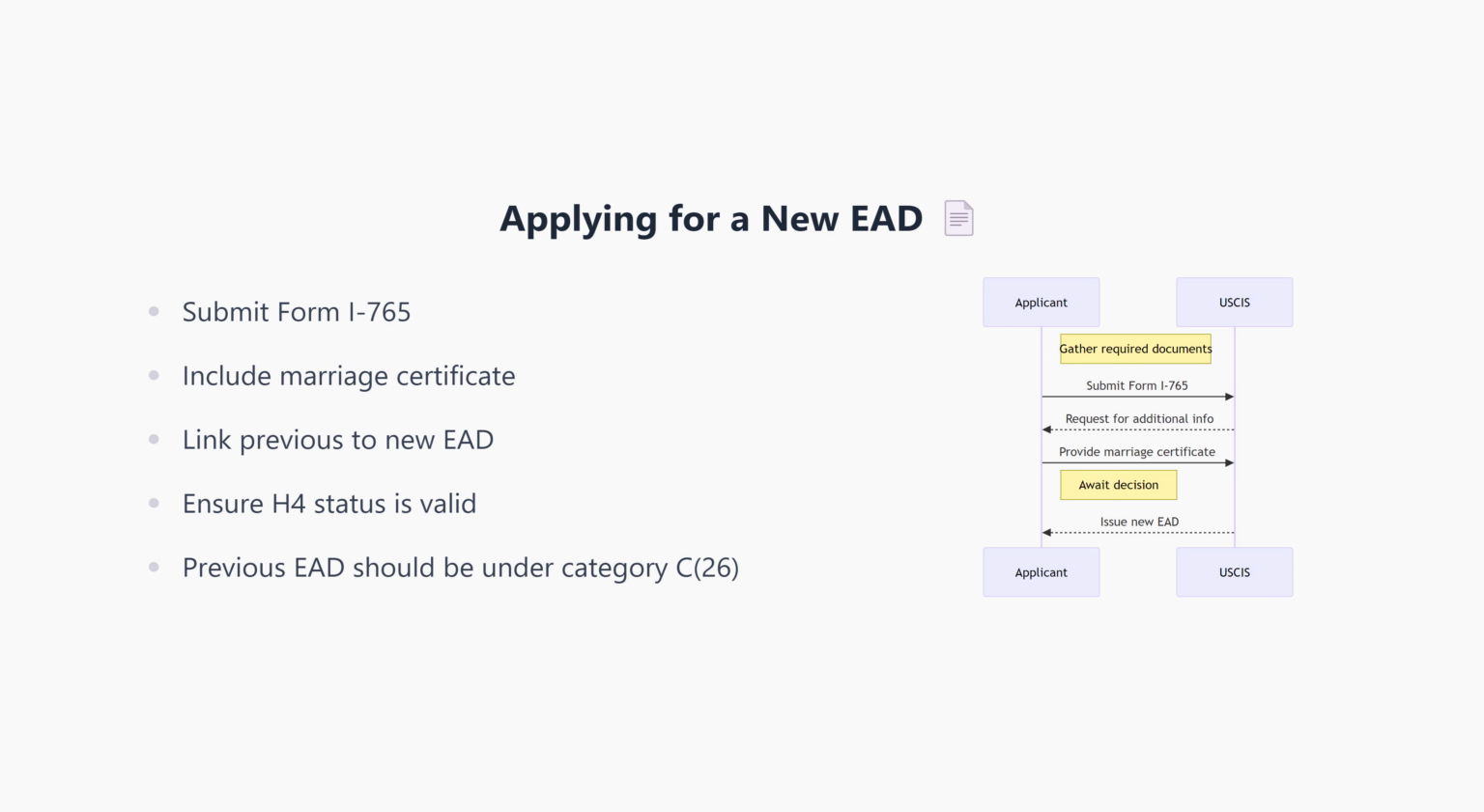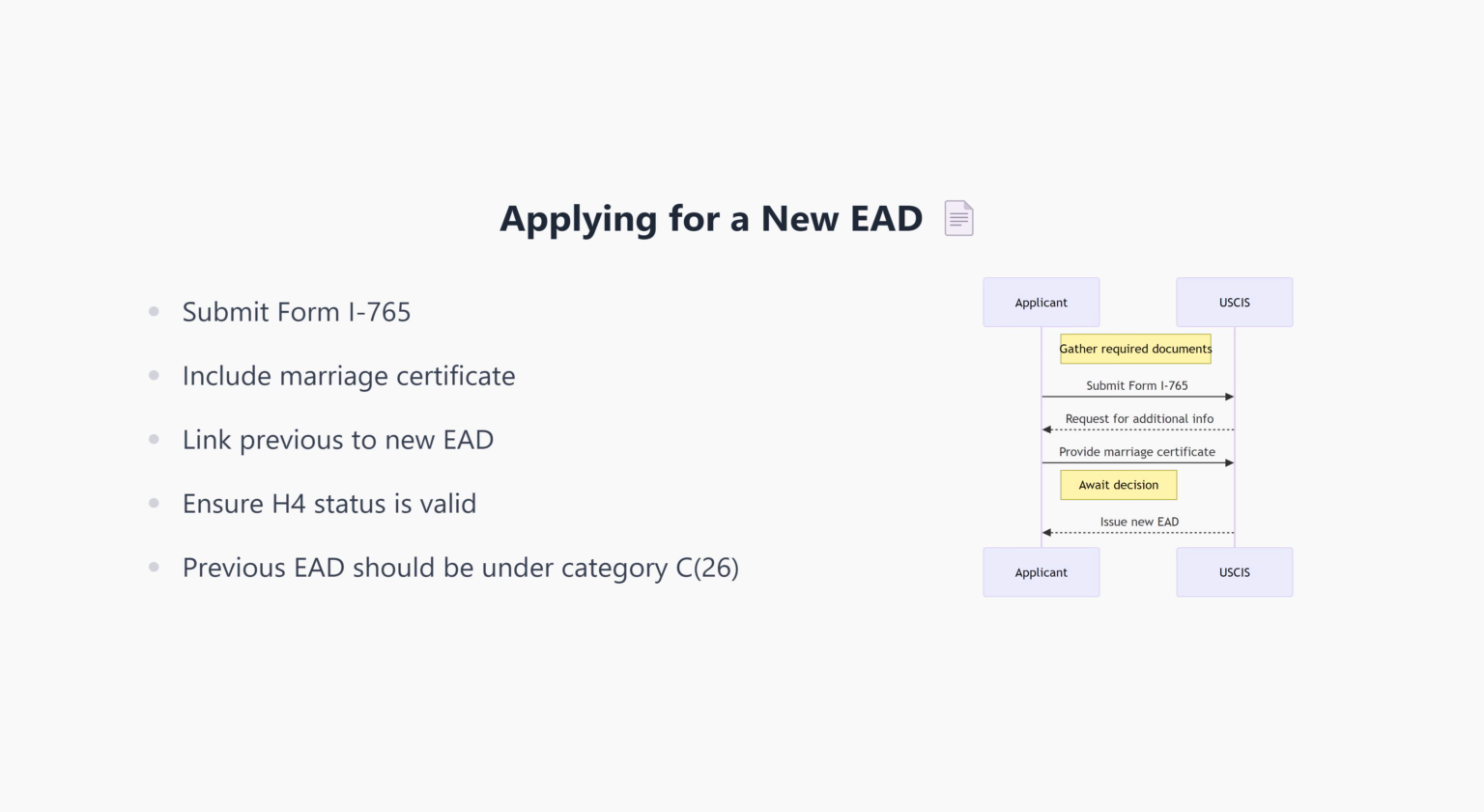Now, if you're looking to apply for a new EAD with a new name after a name change, here's what you need to know. You'll have to submit Form I-765 with the required fee and include key supporting documentation, like your marriage certificate. Make sure to clearly demonstrate the connection between the old and the new name. Furthermore, ensure that your H-4 status remains valid, and be aware of the EAD category, which should be C26 for H-4 EADs.